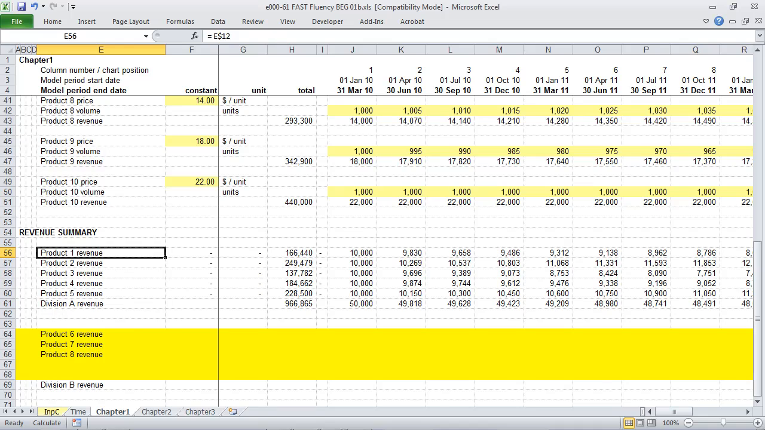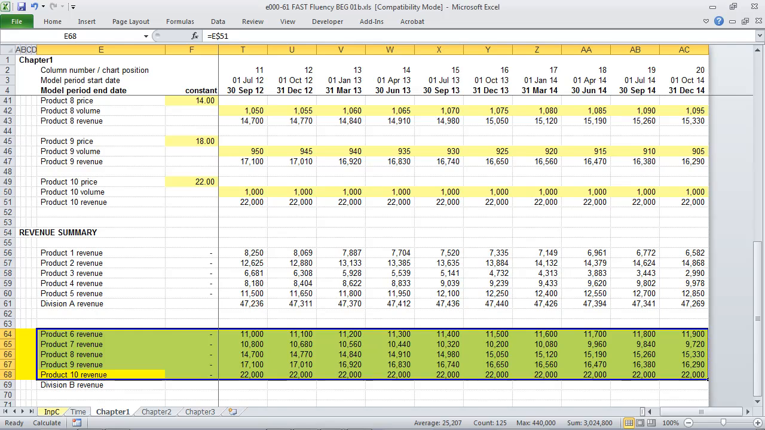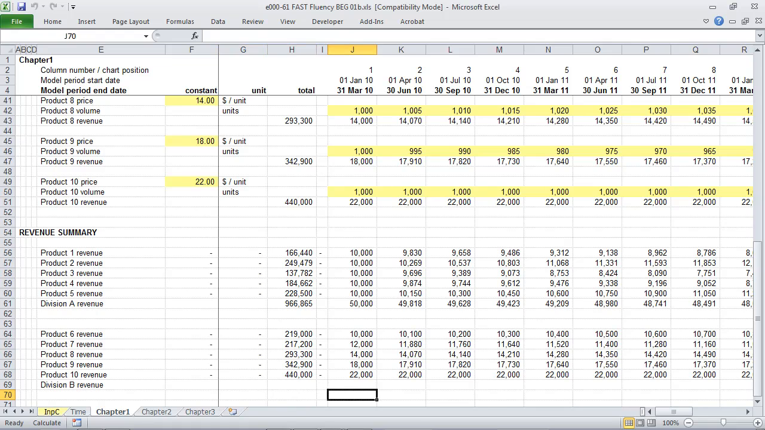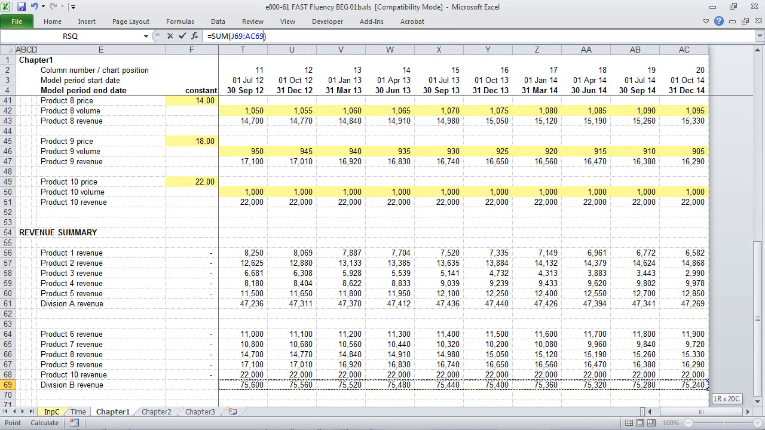Probably not. I'm just as likely to come up here and come back down with control arrows, or however you want to do it, with my cursor movement keys. So let's see, 6, 7, 8, 9, and 10. So that is the picture I'm presuming is already indicated to me as the nature of Division B, its constituent products. And again, put a total on that. Always a good opportunity to use an alt equals when you have these adjacent inputs.